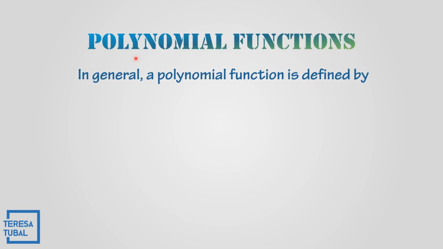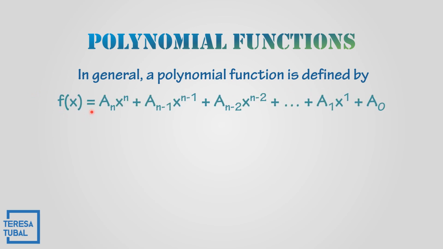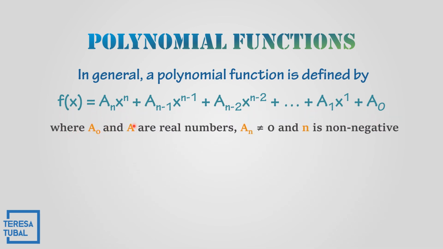Let us identify now what polynomial functions are. In general, a polynomial function is defined by f of x equals a sub n x to the n plus a sub n minus 1 x to the n minus 1 plus a sub n minus 2 x to the n minus 2 plus ... plus a sub 1 x to the 1 plus a sub 0, where a sub 0 and all the a's are real numbers, and a sub n should not be equal to 0. And n should be non-negative.